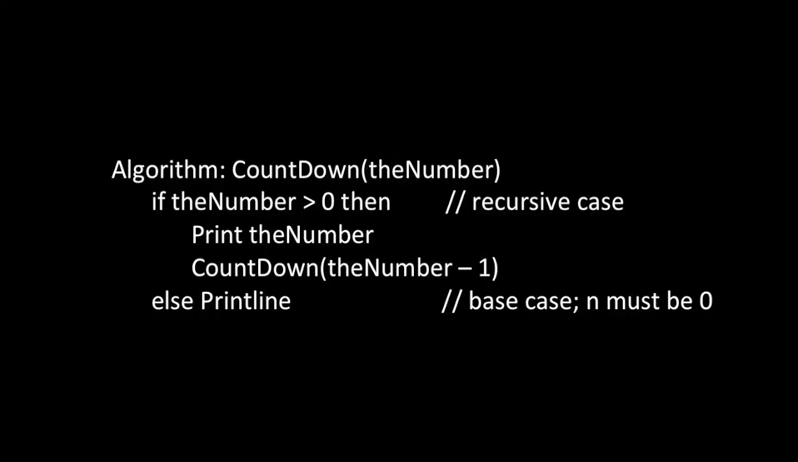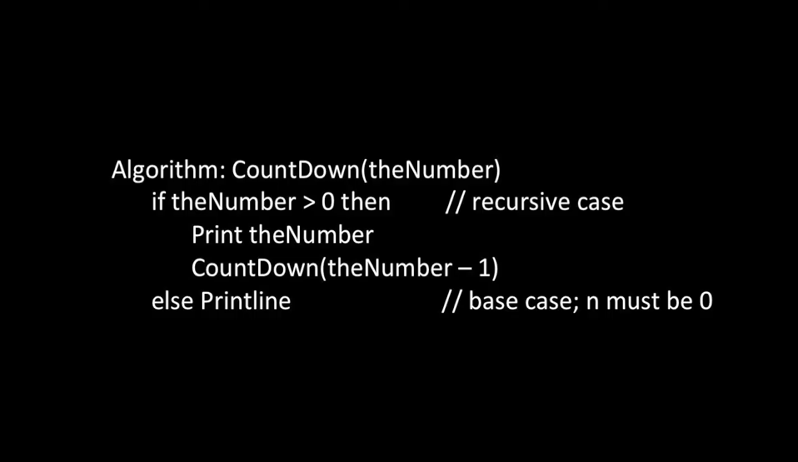I'm going to try one more thing with countdown. Let's look again at the algorithm. If the number is greater than 0, then I print the number and call countdown with the number minus 1. Or if I've reached 0, then I call print line. I notice that in the recursive case, the algorithm prints the number and then calls the function with the decremented argument. That makes sense because we're counting down. For example, if the number is 4, the algorithm prints 4, then calls itself with the argument 3. So the algorithm prints 3, then 2, then 1.